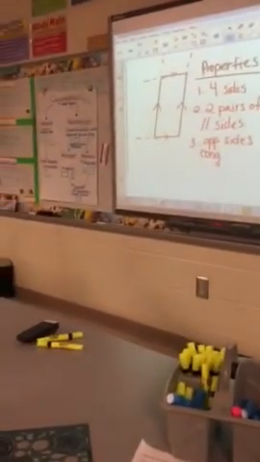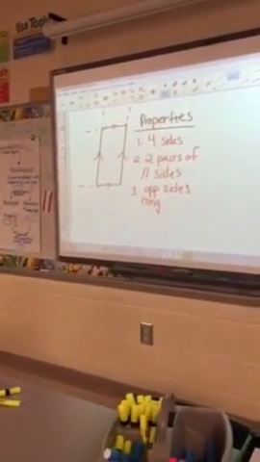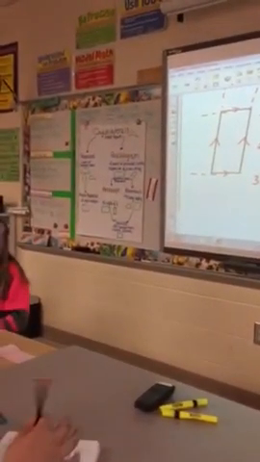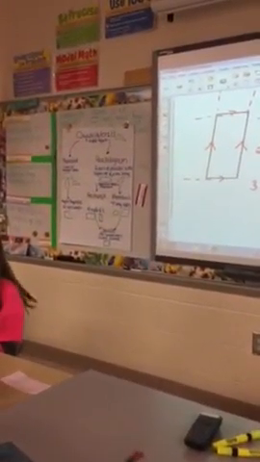So we can say opposite sides congruent. Okay, I see. Okay, so we're going to do opposite sides congruent.